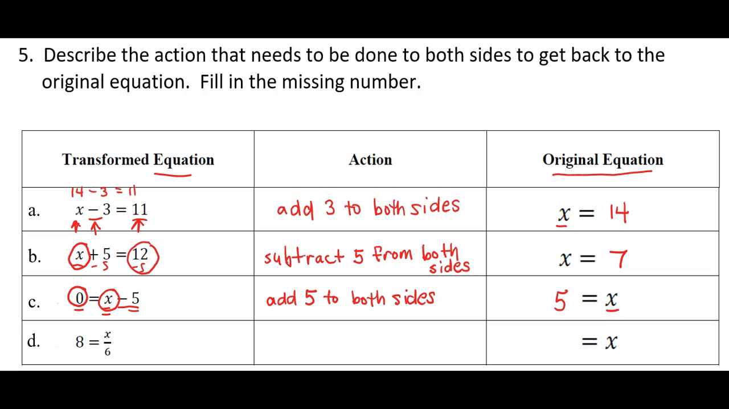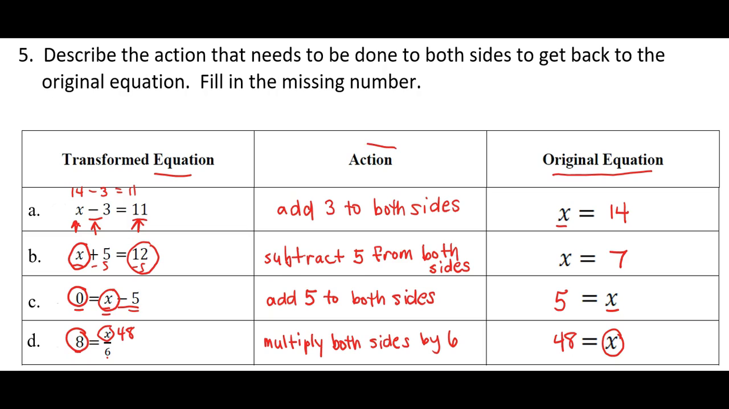Question D says we have 8 equals x divided by 6. If I divided my x by 6, I need to multiply by 6 to get it back to the original x. So we'll multiply both sides by 6. That gets me back to the x on the right-hand side. I still need to multiply the 8 times 6, which equals 48. If I go back to the original problem and put 48 in the place of the x, well, 48 divided by 6 equals 8, so that's a true statement.